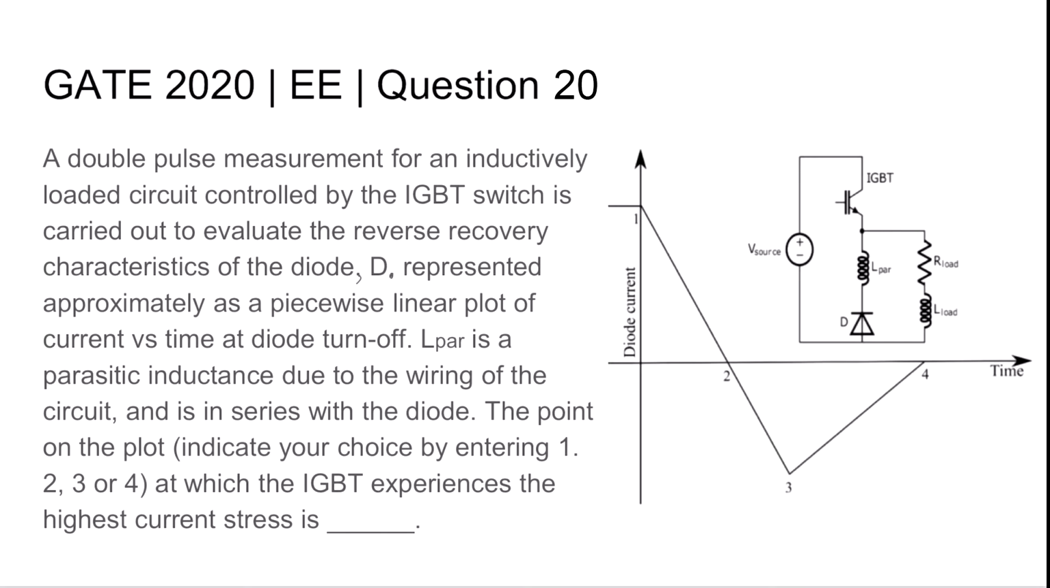LPAR is a parasitic inductance due to the wiring of the circuit and is in series with the diode. The point on the plot, indicate your choice by entering 1, 2, 3 or 4, at which the IGBT experiences the highest current stress.